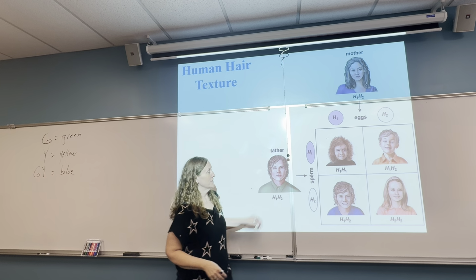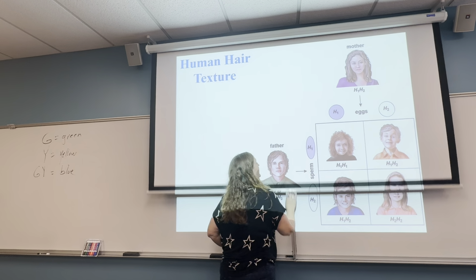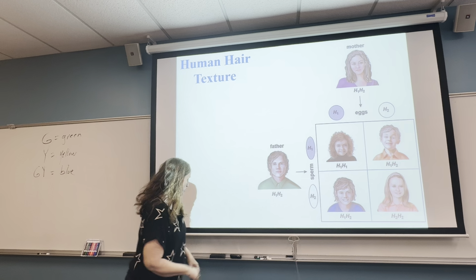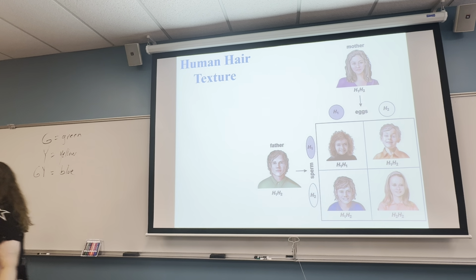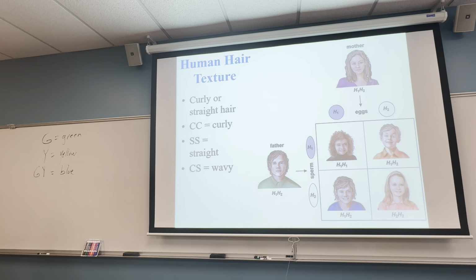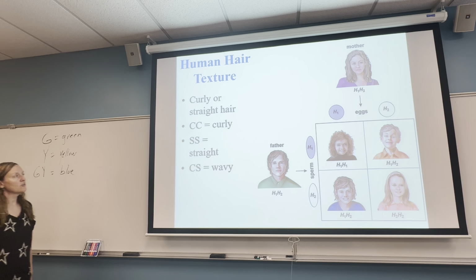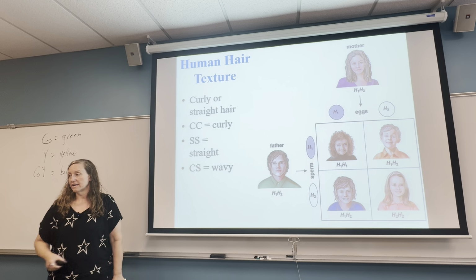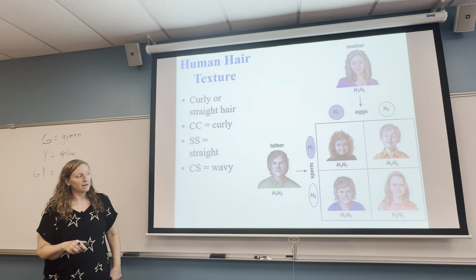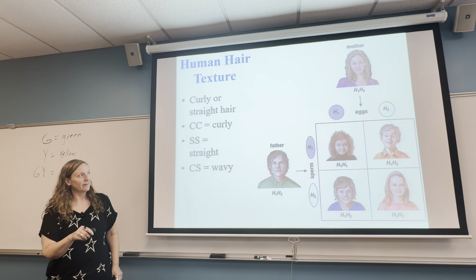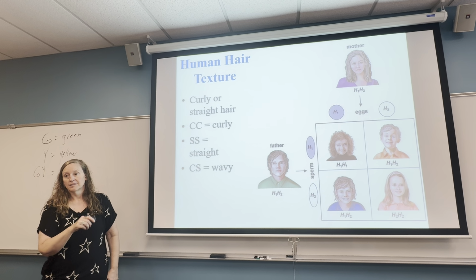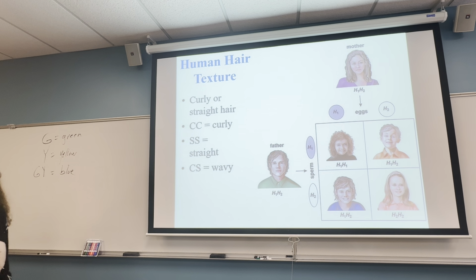Because I'm a bit messy with my writing, I'd rather give each one a different letter. The way I would do this is curly hair. It's a curly hair versus straight hair inheritance. I would say capital C is curly, capital S is straight, and CS is wavy. Another way that people do this is they do H1 for curly, H2 for straight. So just to show you a different method.